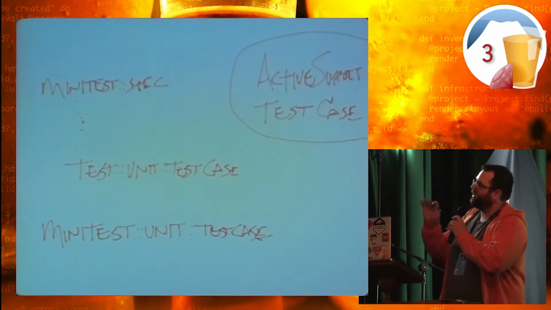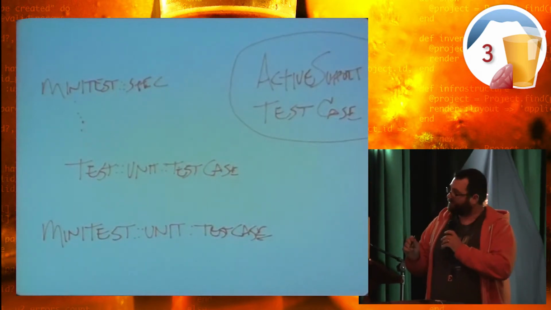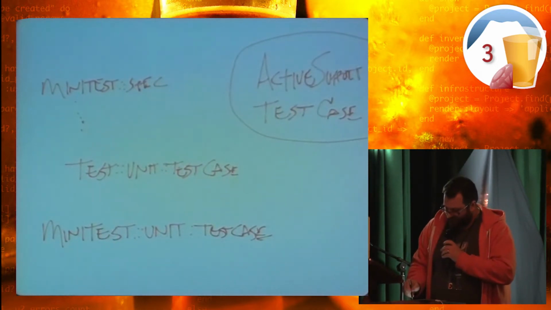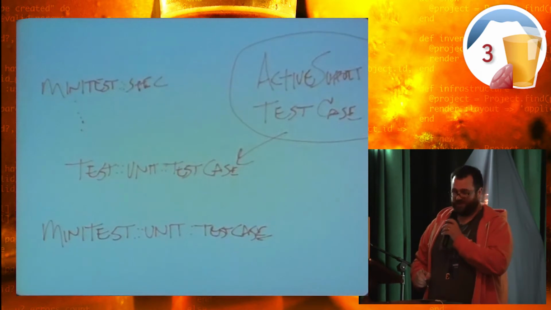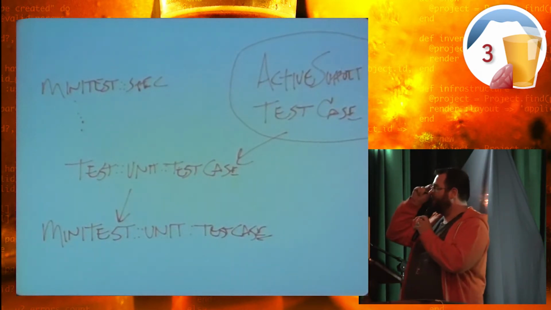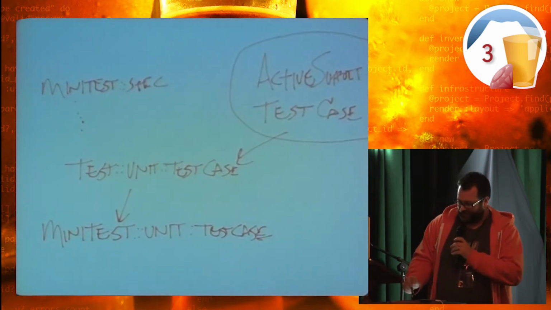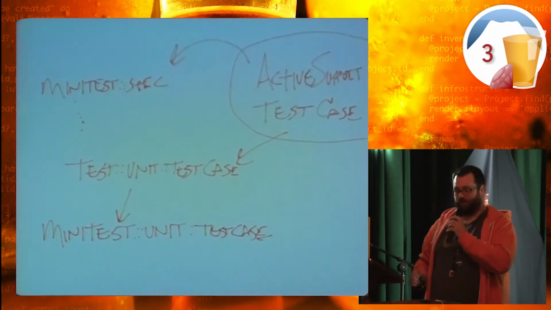I have a project called Minitest Rails that enables Minitest and Minitest spec within Rails. And I want to show a little bit of the problem that we have within active support test case. In Rails 3, active support test case inherits from test unit test case, which inherits from Minitest test case on 1.9. 1.8 is another problem. What we want is we really want this guy to inherit from Minitest spec, right?